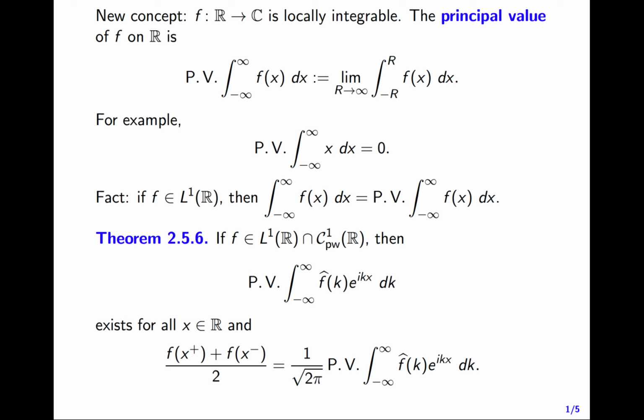So this principal value integral exists, and moreover, I have the identity: f of x plus, plus f of x minus, over 2 equals 1 over root 2 pi times the principal value of the integral from minus infinity to infinity of f hat of k e to the ikx dk. So on the right, I have this principal value integral times 1 over root 2 pi, and on the left, I have the average of the left and right-hand limits of f. So remember, f of x plus is the limit as you go to x from the right of f, and f of x minus is the limit as you go to x from the left. So this looks very much like an inversion formula for f in terms of f hat. On the left, I have values of f, and on the right, I have stuff involving f hat.